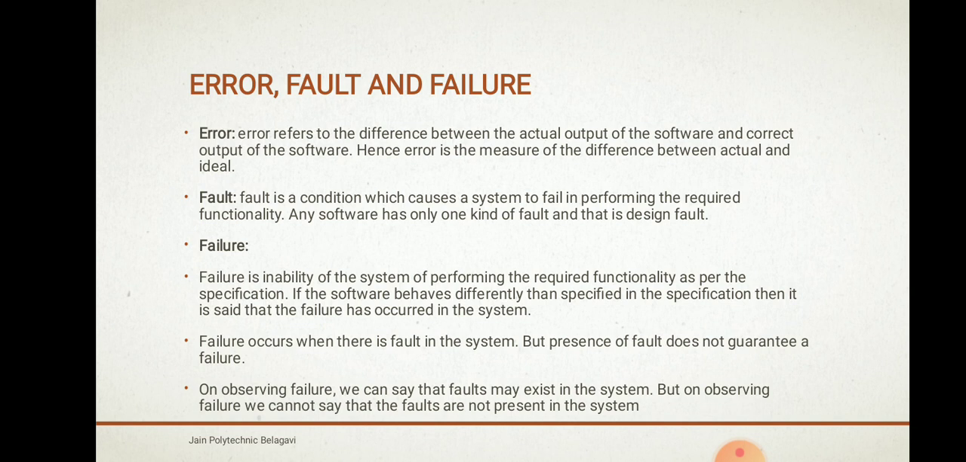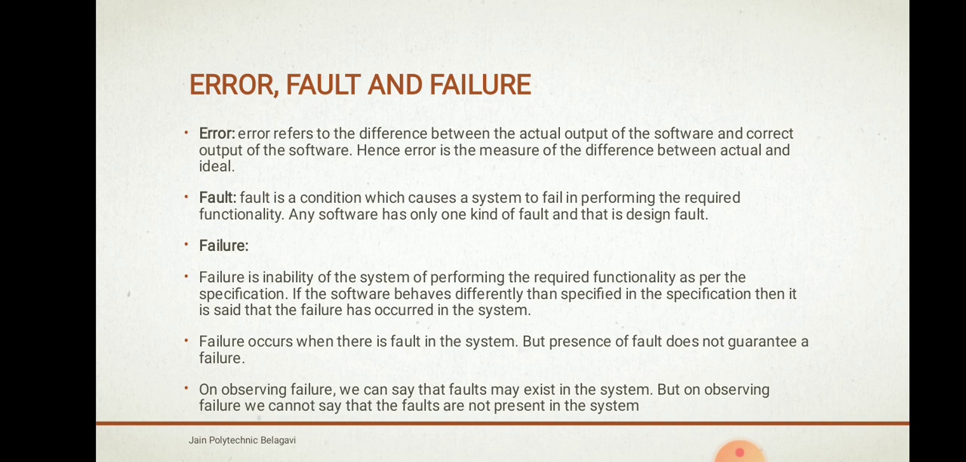Next is what is fault. Fault is a condition which causes a system to fail in performing the required functionality. So if the system is failing to perform the required functionality, then there is a fault in the software. Any software has only one kind of fault, and that is the design fault. If there is a fault in the system, then the entire system will fail the functionality.